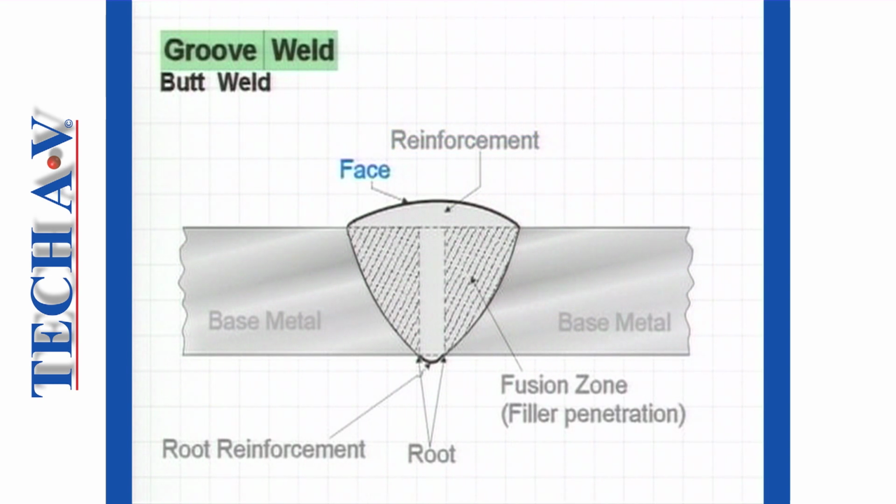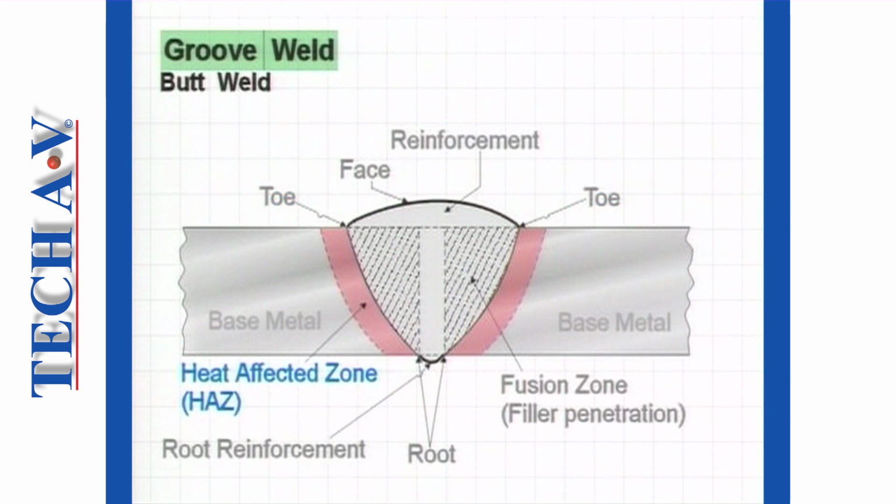Face. The face of the weld is the exposed surface of a weld on the side from which welding was made. Toe. This is where the weld face meets the base metal. It is the junction between the base metal and the weld face.